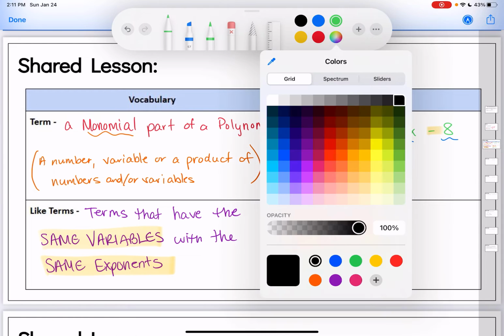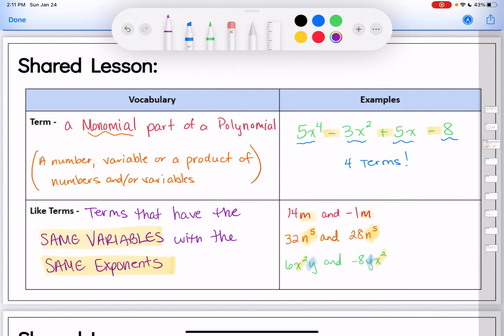Here would be an example of not like terms, okay? Not like terms would be like 5x squared and 6x to the 4th. Those are not like terms. They both have an x, yes, but one is an x squared and one is an x to the 4th. Okay, you kind of see the difference there. So they have to have the same variables with the same exponents to be like terms.